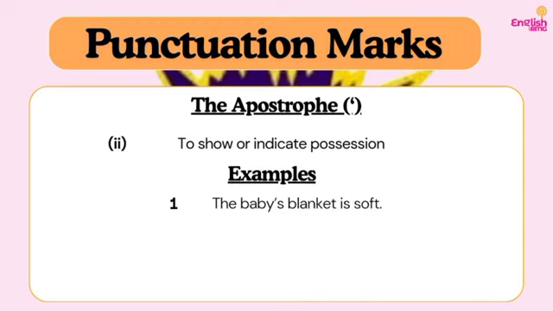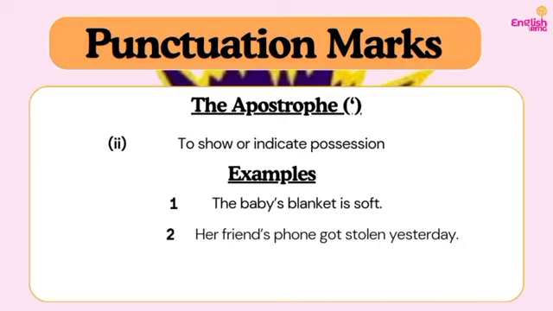Example 1, we have the baby's blanket is soft. So one thing I want you to notice is that we use the apostrophe plus S to show what? Possession. So we have the apostrophe here and the S behind the baby, telling us that the blanket actually belongs to who? The baby. Example 2, we have a friend's phone got stolen yesterday. So we have the apostrophe plus the S to show us that the phone belongs to who? A friend, showing ownership, possession, using the apostrophe and S.